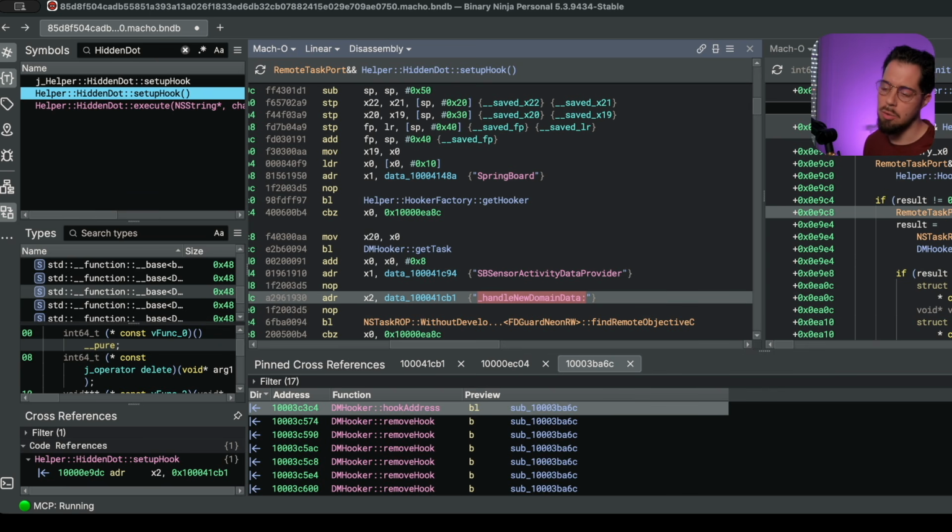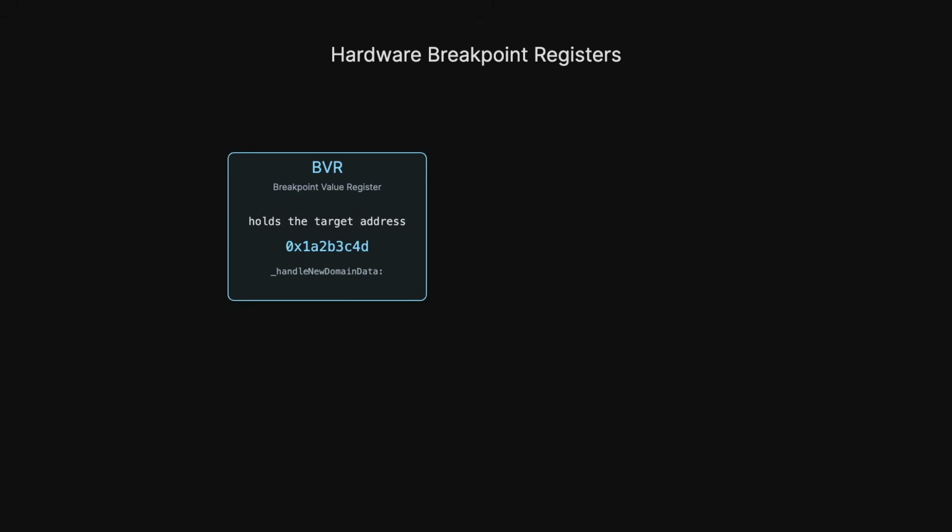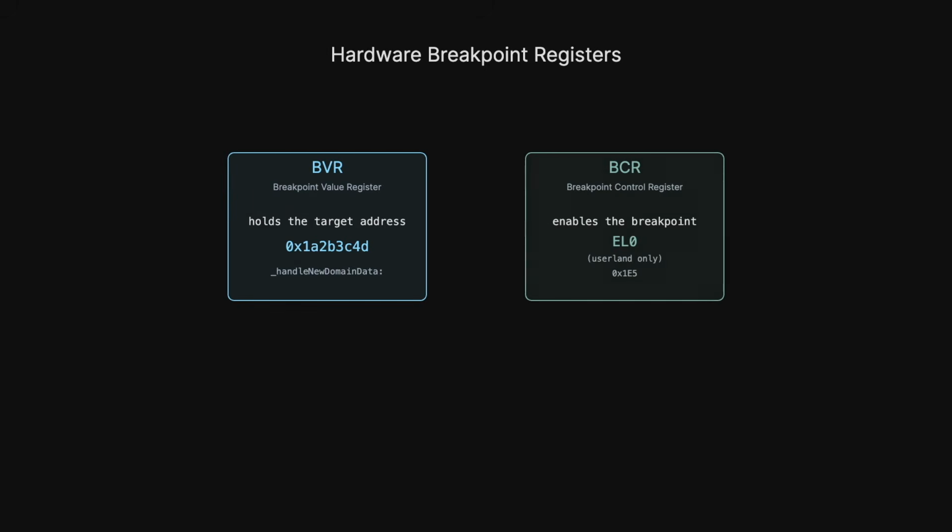I will try to explain with simple images, schemas, and diagrams how it should work, and then we'll try to reproduce it. Let me introduce you to a new concept called hardware breakpoint. ARM64 has debug registers built into the CPU. BVR holds the address to break on. BCR is the control register. We enable it for EL0, which is userland.